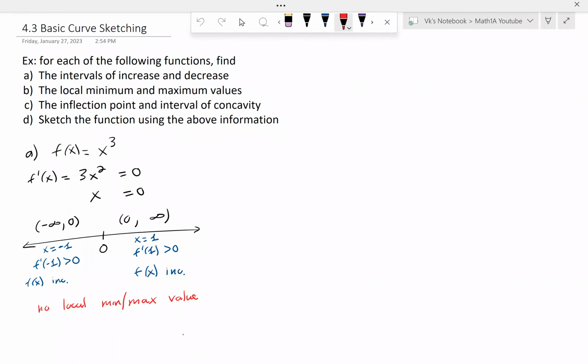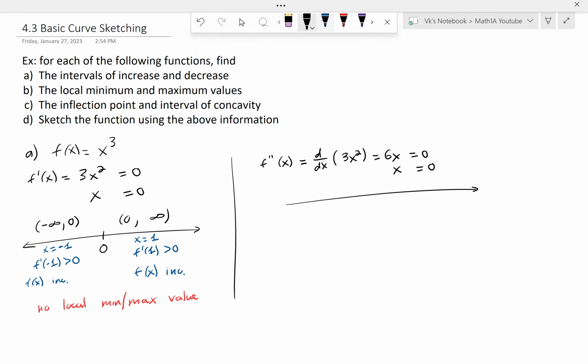Next step is we have to figure out the inflection point and intervals of concavity. To do the inflection point, take a look at the second derivative. That would be the derivative of the first one, 3x squared. Set equal to 0, so x equals 0. From there, same thing, we cut this into two intervals: one from negative infinity to 0, the other from 0 to infinity.